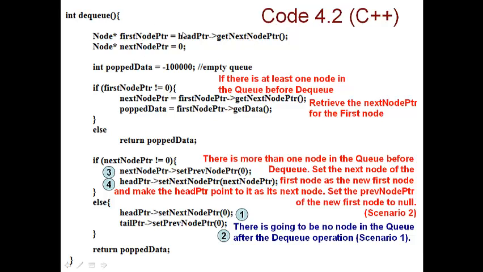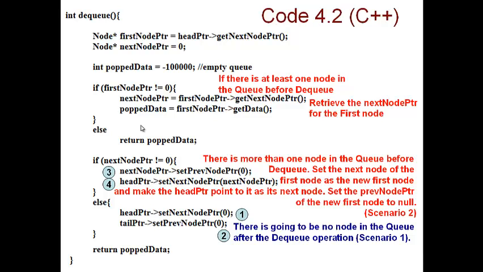Now if first node pointer is null, that means there's no real data node following the head node. That means the queue is empty. So you're trying to dequeue from an empty queue, and you should return that invalid value right away. If first node pointer is not null, that means the queue is not empty. Then the next node pointer stores the address of the node next to the first node. And then we also get the data of the first node, because we're trying to isolate this first node. Before you isolate it, save its data in the temporary variable pop data: first node pointer arrow get data, stored as pop data.